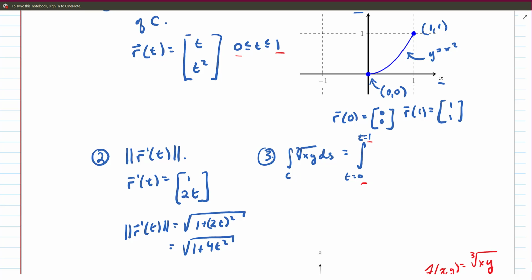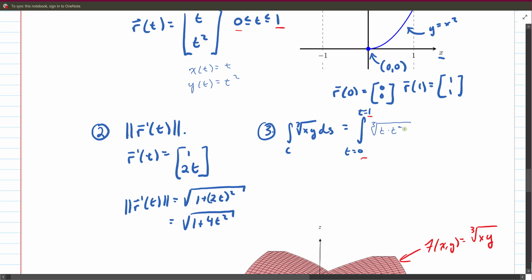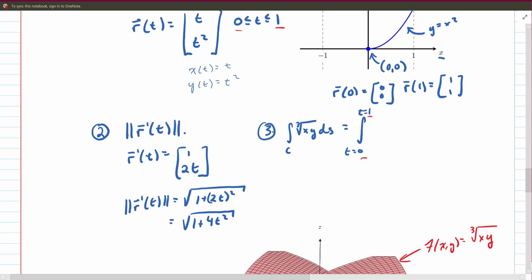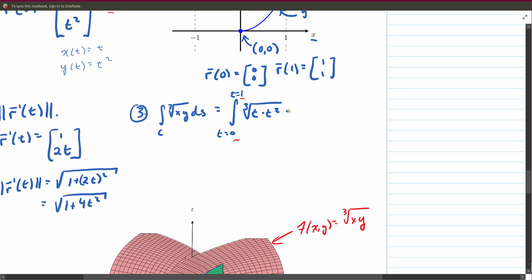And the function can now be rewritten as the cube root of, we're going to replace x with x of t. So notice here by position, x of t is equal to t, and y of t is equal to t squared. So we'd have t times t squared, the cube root of t times t squared. And then we replace the ds with the magnitude of r prime of t, which we said was the square root of 1 plus 4t squared, dt.